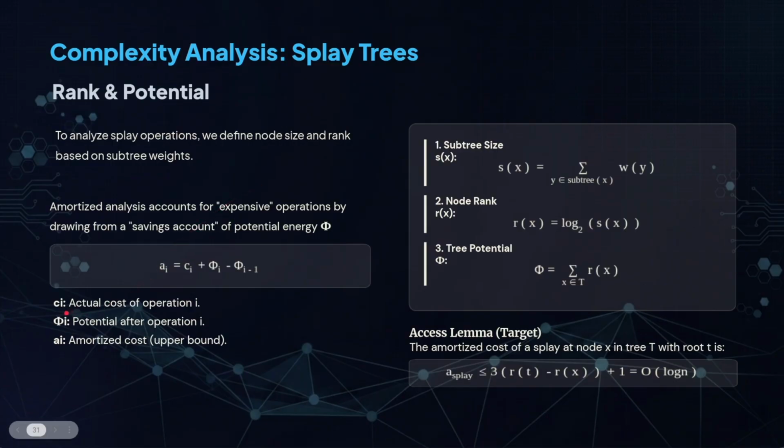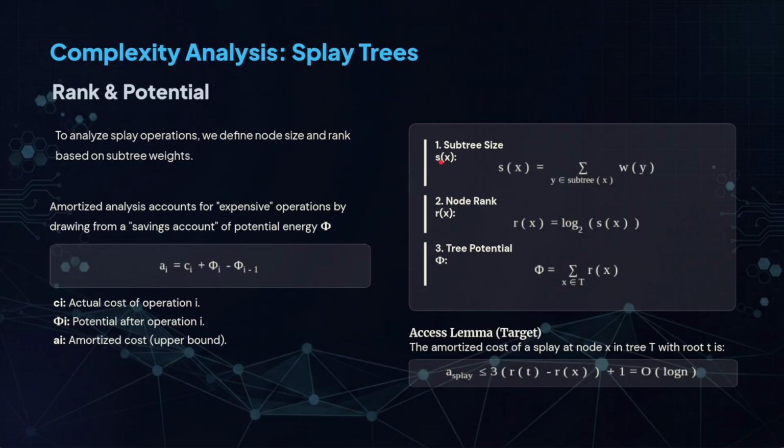We define c_i as the actual cost of operation i, phi_i as the potential after operation i, and a_i as the amortized cost. Then the amortized cost equals the actual cost plus the change in the potential. You can think of the potential function as stored balancing energy inside the tree. When the tree becomes unbalanced, the potential increases. Later operations can use this stored potential to pay for expensive restructurings.